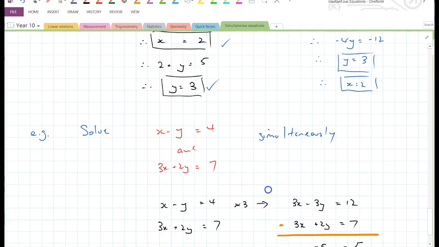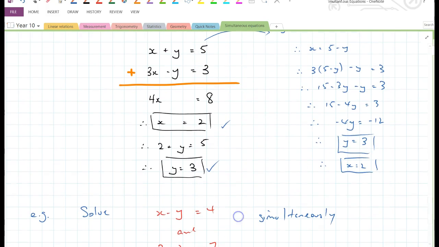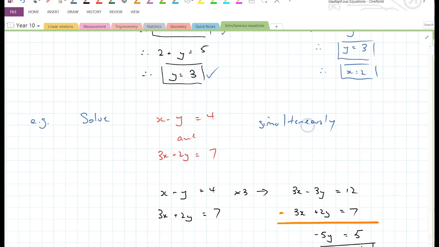If the coefficients, like they did in the first example, have the opposite sign, plus 1 and minus 1, then I add to eliminate my y variable there, x plus 3x, and you can see how it rolls through from there.